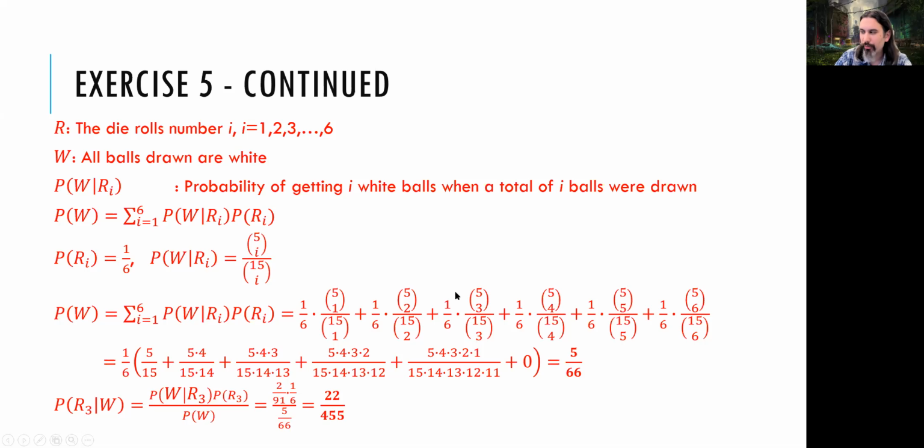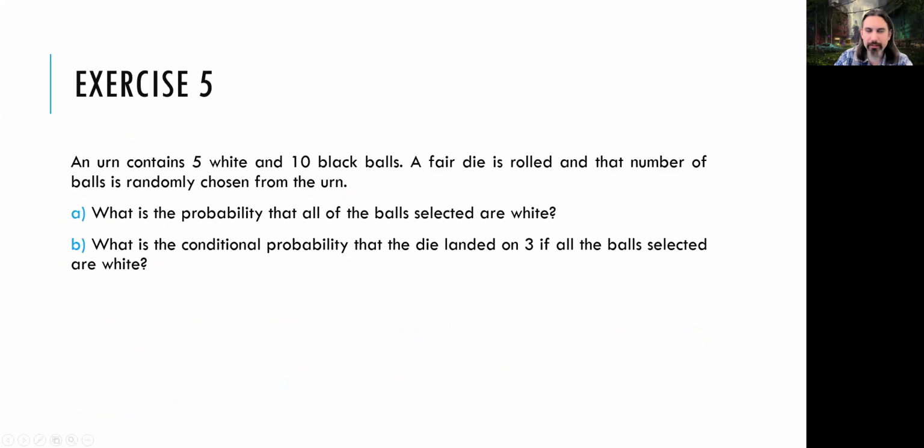And then we calculate all of these values and see that PW, the probability of picking all white balls, is 5 over 66. Now, just a little below 1 over 11, but still, it's too little. But we are done with part A. Part B asks us, what's the conditional probability that the die landed on 3 if all the balls selected are white? Now, we are looking for R3 given W.